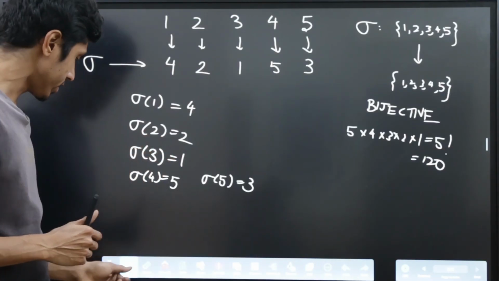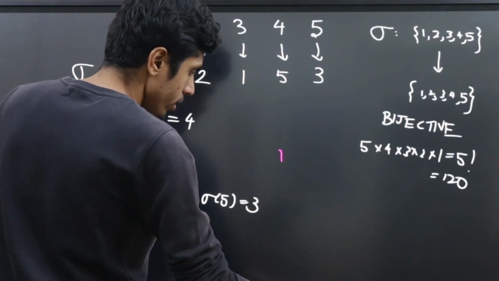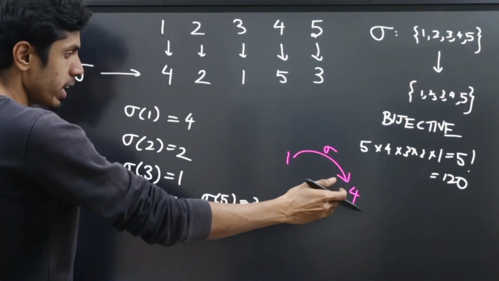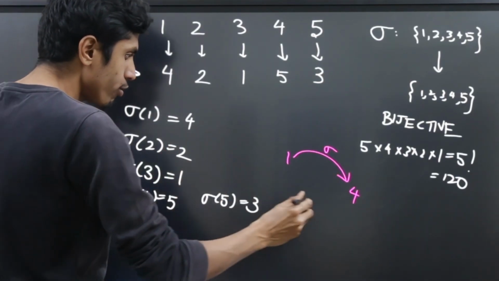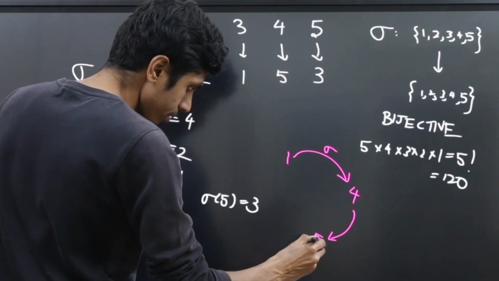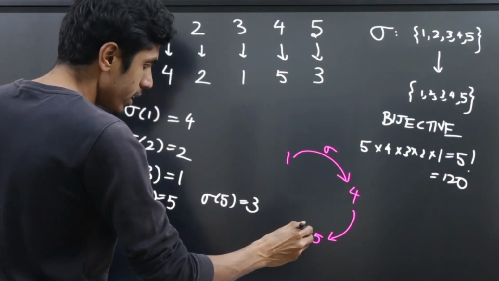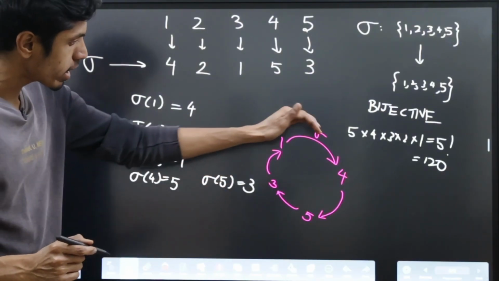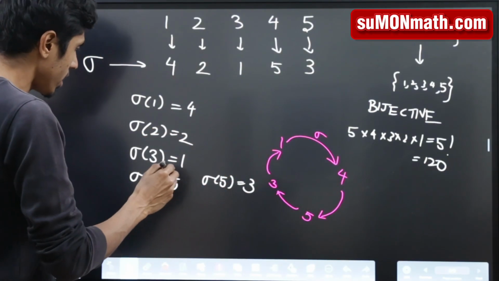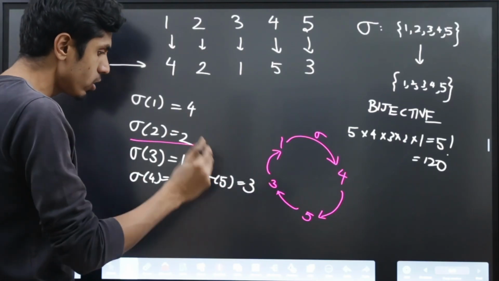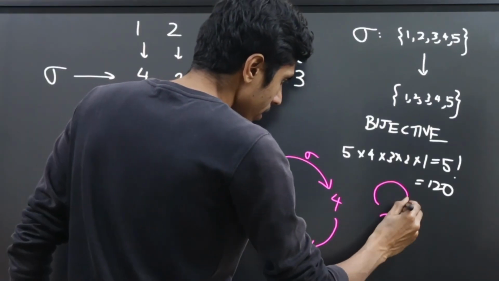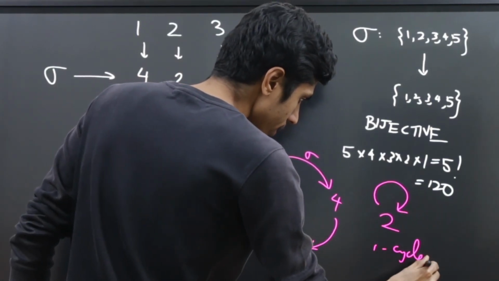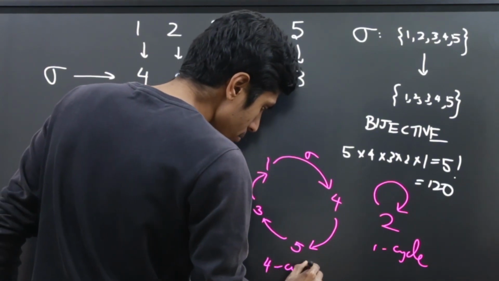Alright, what are cycles here? You see, 1 goes to 4. I mean, the place 1 is occupied by 4. Or when you apply sigma to 1, it takes you to 4. And when you apply sigma to 4, it takes you to 5. And when sigma is applied to 5, it takes you to 3. And from 3, you map back to 1. So you get a nice cycle, isn't it? And what about the number 2? 2 is not here. 2 is actually mapping to itself. This is called a 1 cycle. And this is called a 4 cycle because of its length.